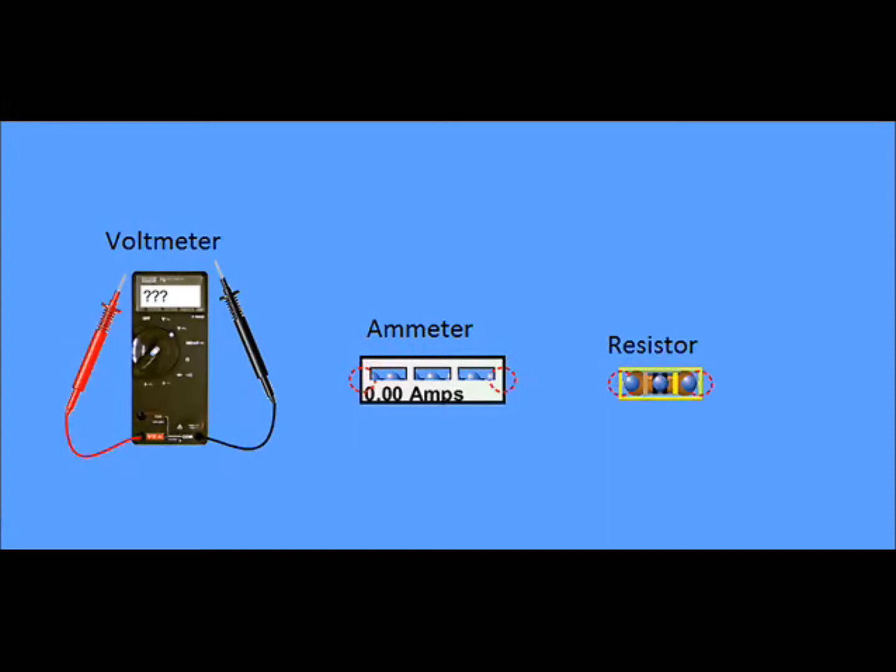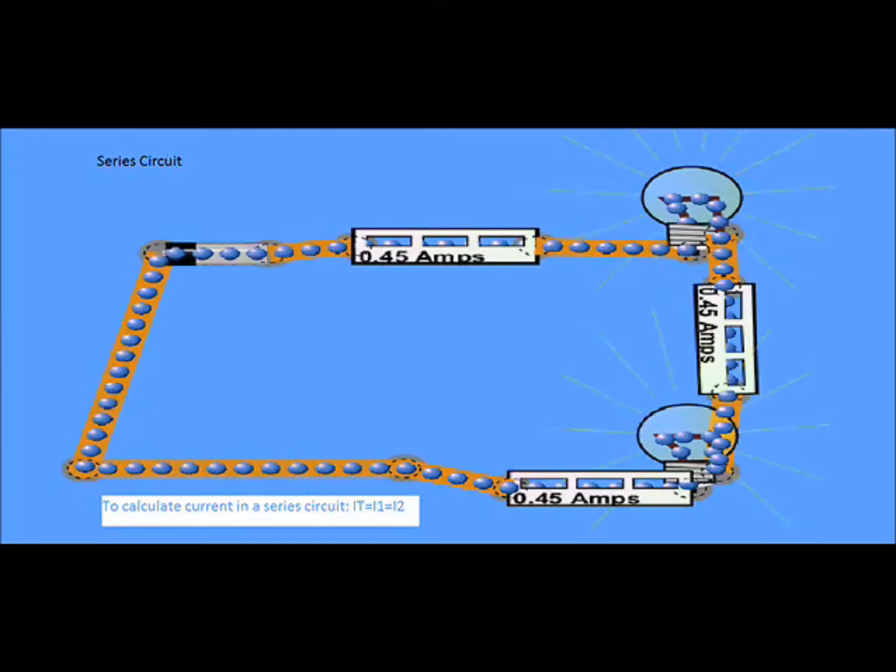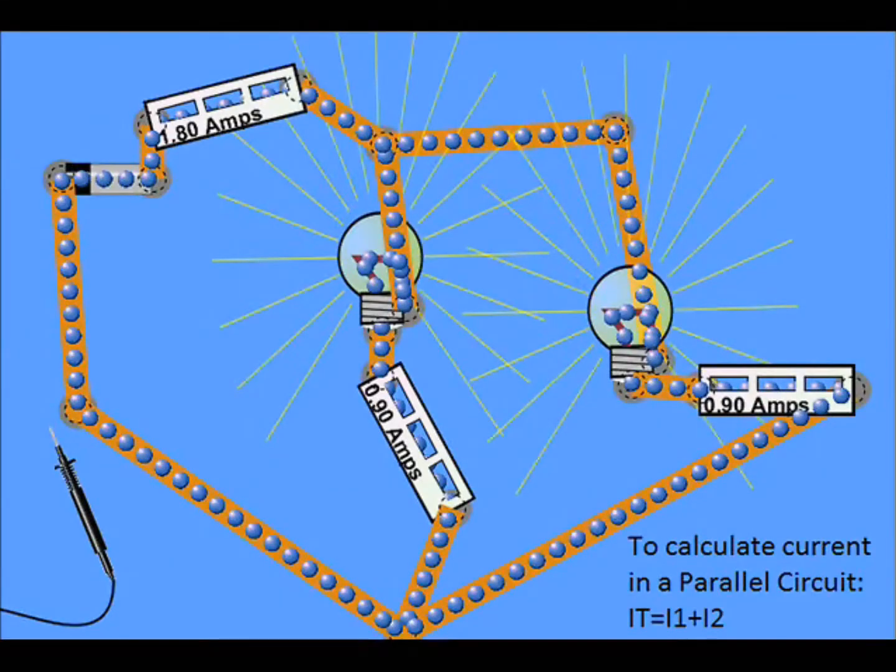I just don't know the purpose of these tools: voltmeter, ammeter, and a resistor. Oh, well, an ammeter, measured in amps, measures the electric current. Electric current is how fast the electrons in the circuit are moving. In order to measure current, you must use an ammeter, being in series in the circuit. If you notice in this series circuit, the current is the same across all the loads, but in this parallel circuit, the current is split between the loads to equal the total current.